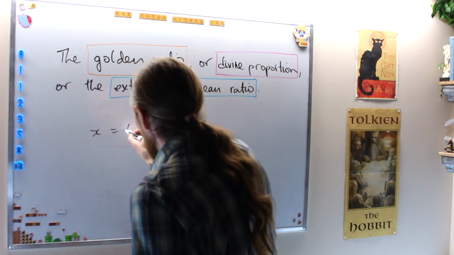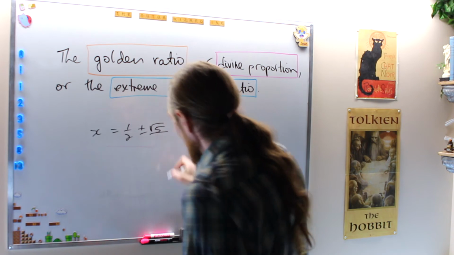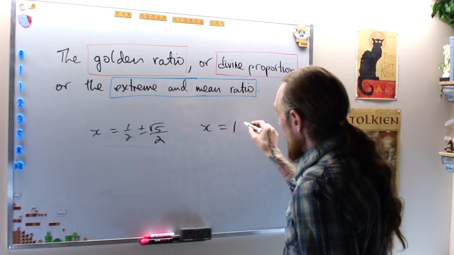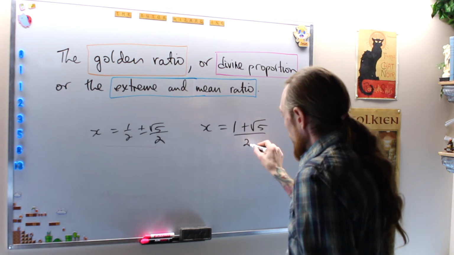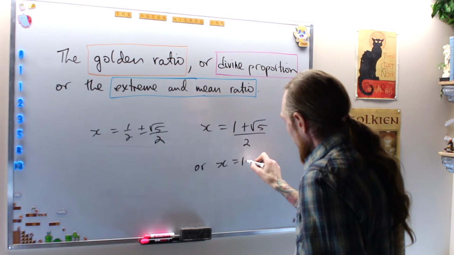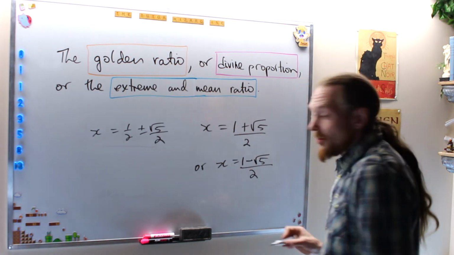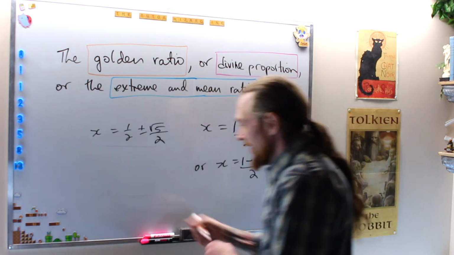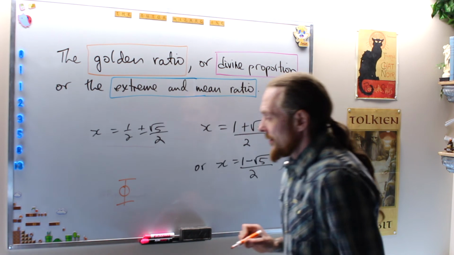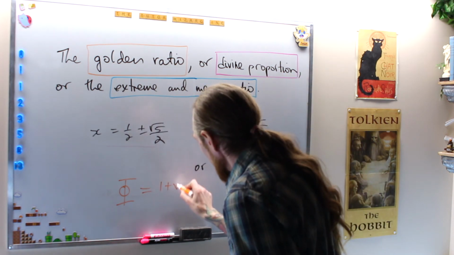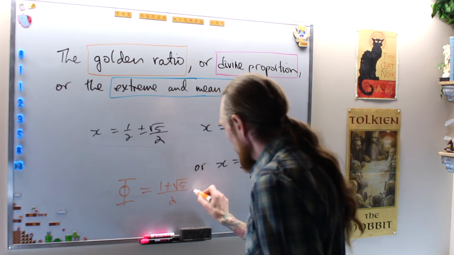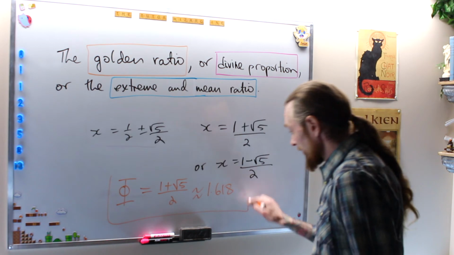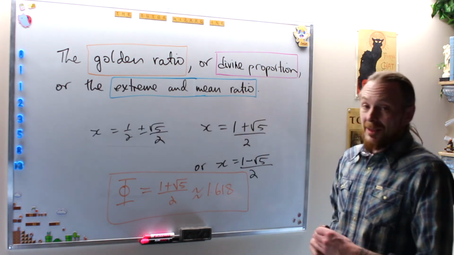And we get x is equal to 1/2 plus or minus the square root of 5 over the square root of 4, which is 2. This says x is equal to 1 plus the square root of 5 over 2, or x is equal to 1 minus the square root of 5 over 2. The golden ratio, phi, is this positive root, which is approximately equal to 1.618. We'll show you how to do that in another video that's coming soon. But this is the golden ratio.